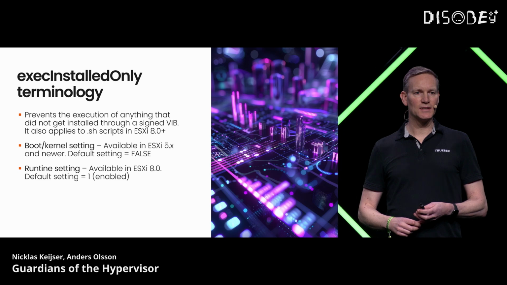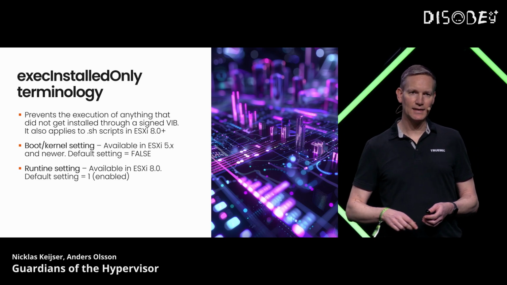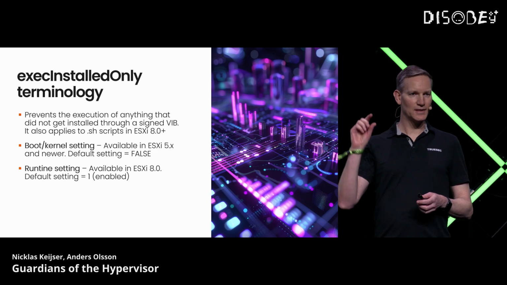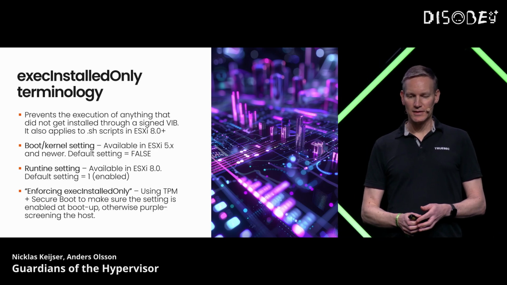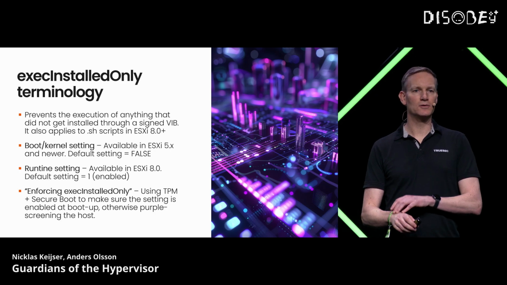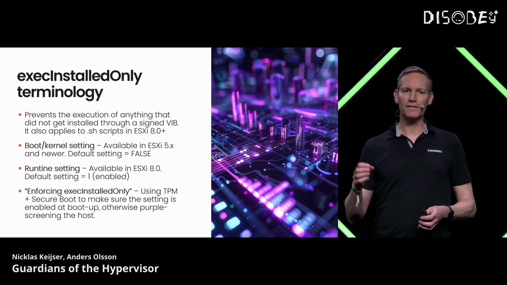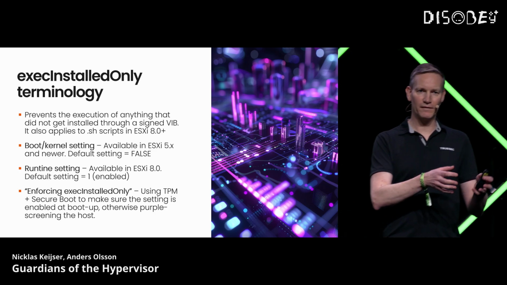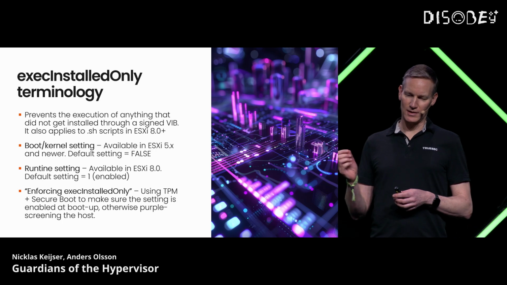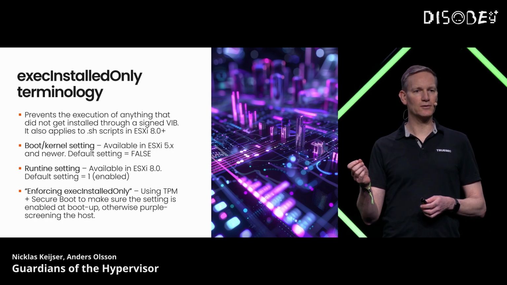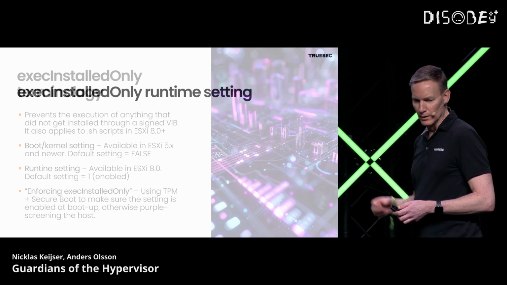Then there's the runtime setting. This is the one we saw in the first demo. It's available in ESXi 8, and it's on by default. But this one is 1 as opposed to 0, just to confuse users. Then there is enforcing the setting, and that's when you use TPM and secure boot to seal this setting. If this is on and you turn off the setting, reboot the host, secure boot and TPM is going to figure out something is wrong, and it's going to purple screen the host rather than starting it up. Great, right?